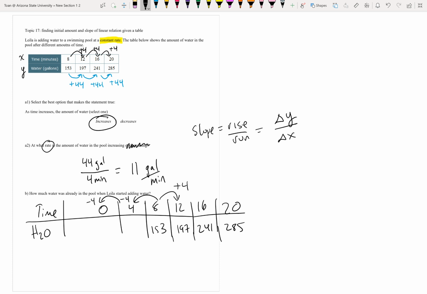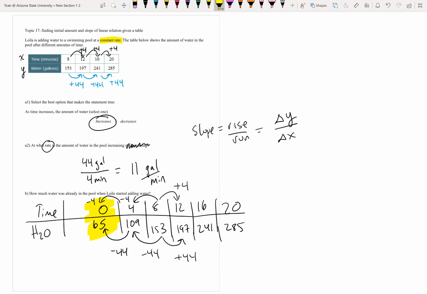Well, what works on top should work on the bottom. If going to the right is a plus 44, going to the left should be a minus 44. So then again, you do some mental math or break out a calculator. That's going to be 109. And then if I go to the left one more time, that's a minus 44. You get, what is that? Is that 65? So this right here will tell us exactly what we want to know.